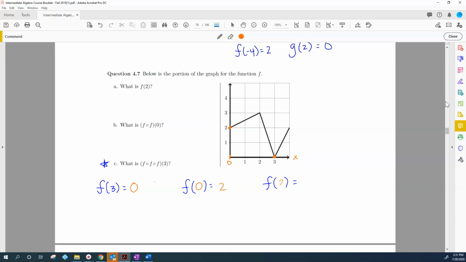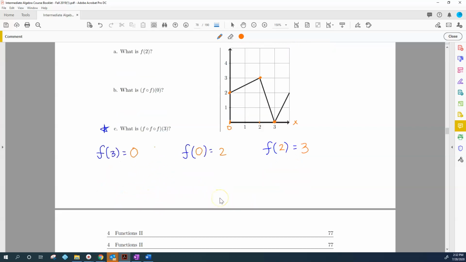And then I'm trying to find what f of 2 is. So f of 2, I do this: over 2, what comes out? 3. Did you guys get 3 for your answer on that? Okay. So sometimes it can get a little bit confusing when they're doing the same function over and over and over again, but it's still all the same idea.